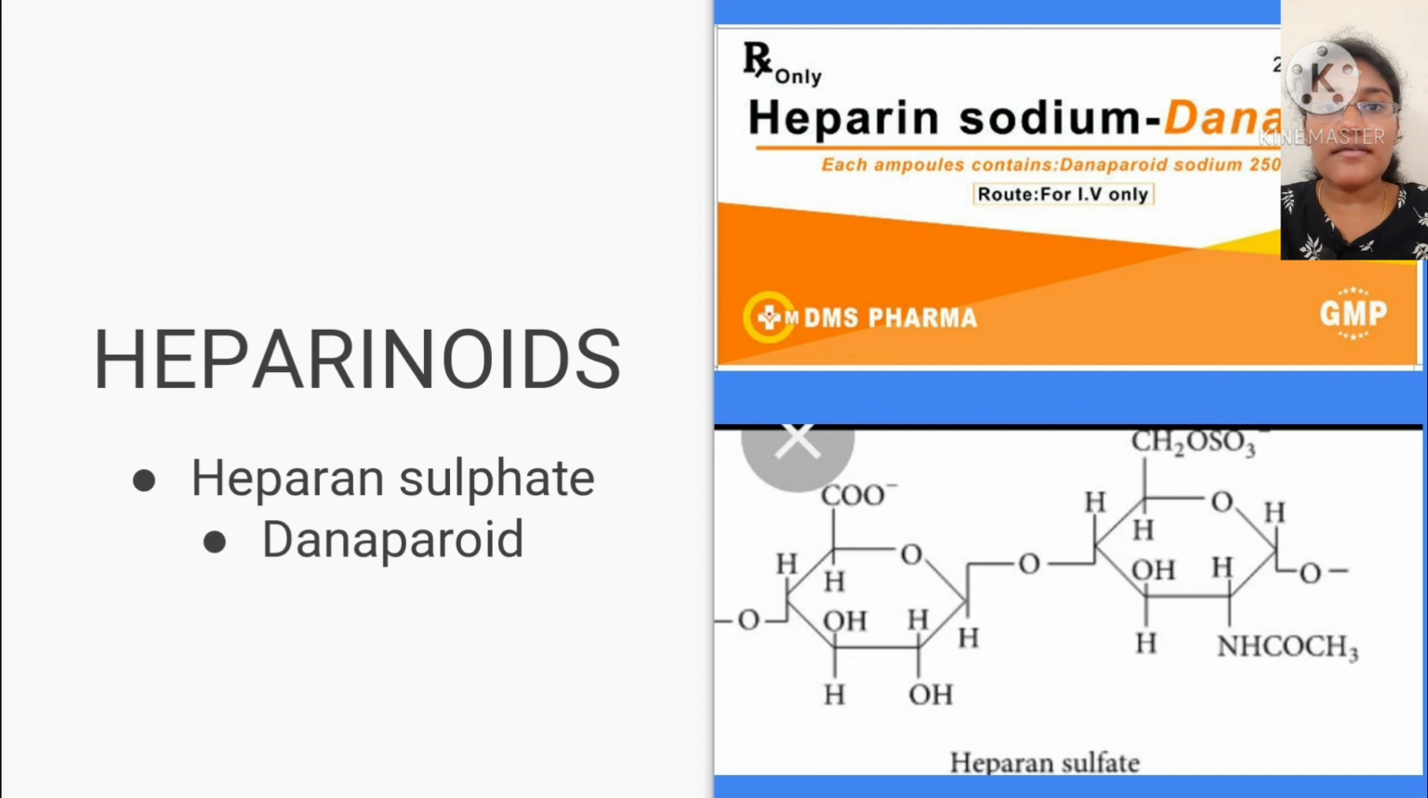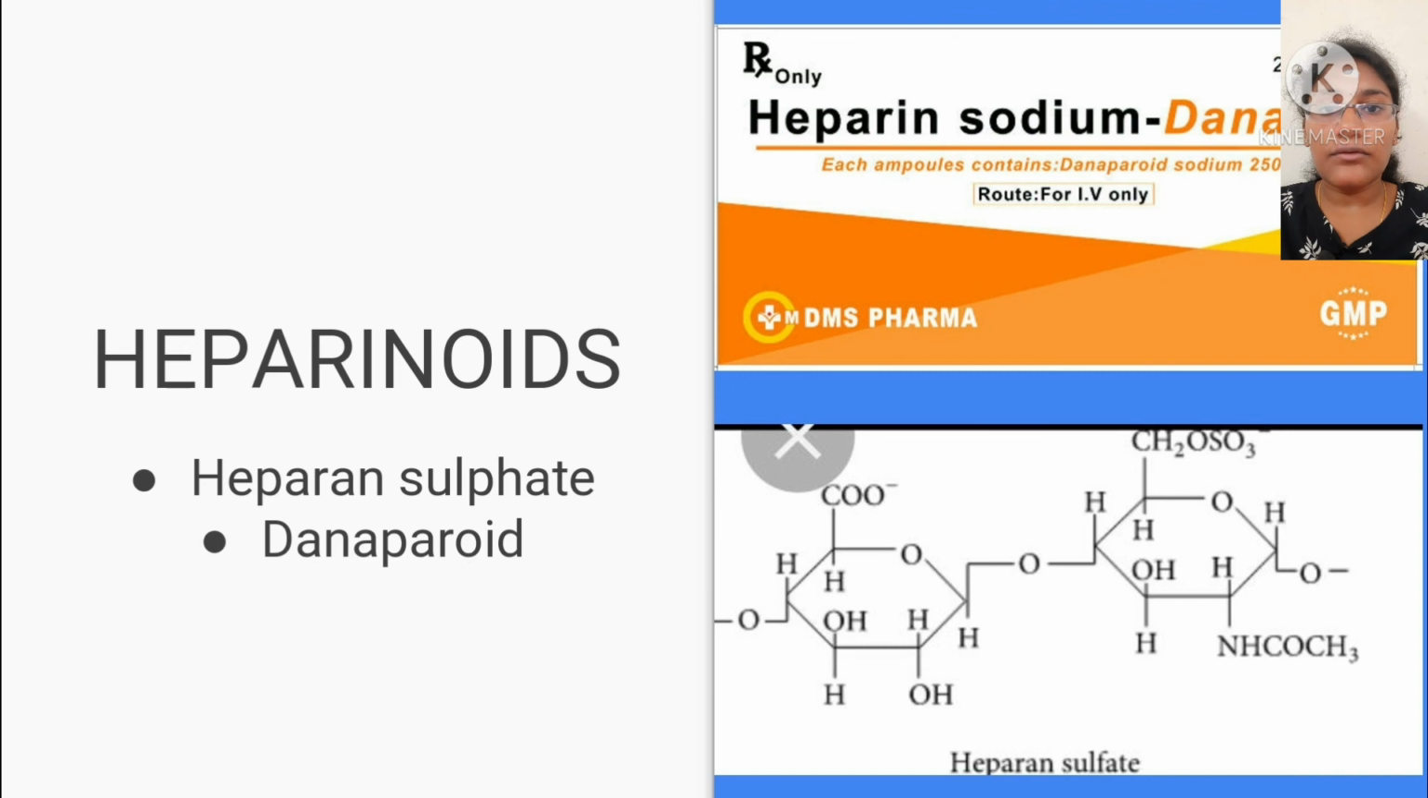Then the last topic is heparinoids. Heparinoids are heparin-like substances, and most of them are present in our body itself, like heparan sulfate and dextran sulfate. They are present in our tissues, and heparan sulfate will have a thrombolytic activity when it is traveling through the blood vessels.